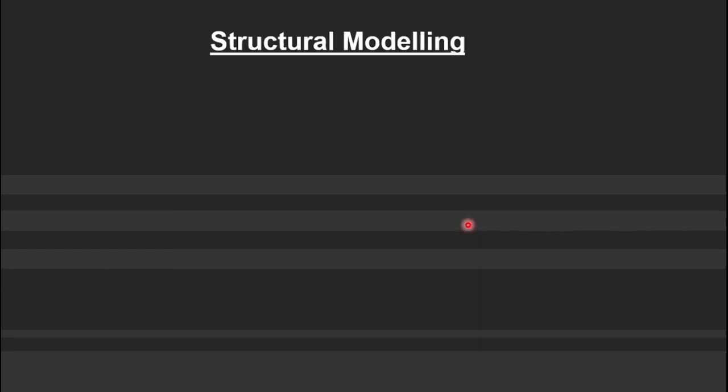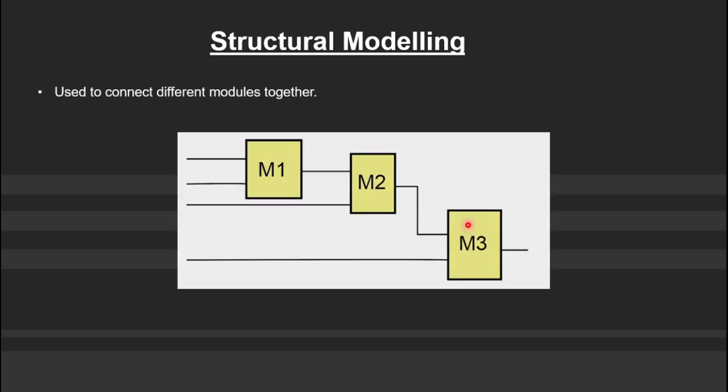Now let's move on to structural modeling. So coming to structural modeling, it is basically used to connect different modules together, which can be designed either via data flow, behavioral, or gate level modeling. So in this example, we can see we are connecting module M1, module M2, and module M3 together, and these modules can be made either via behavioral or data flow modeling or gate level modeling.